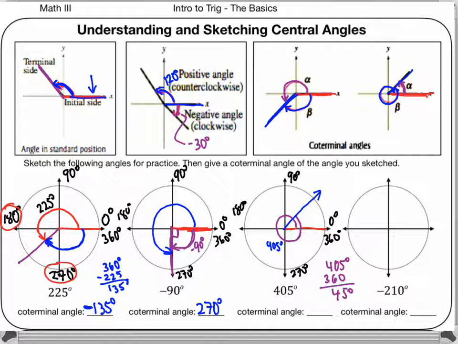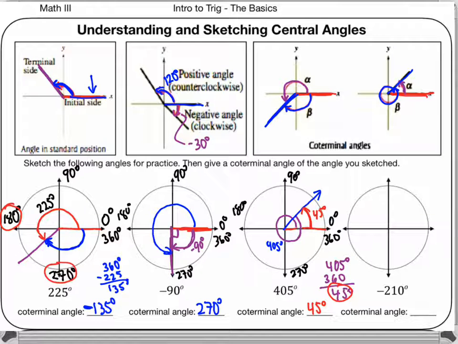Now, what's another angle that's coterminal? Well, we could just say that going from here to here, which we know is going to be 45 degrees, because that's what's left out of 360, is going to give us the coterminal angle of 45 degrees. Okay. And then finally, a negative 270.